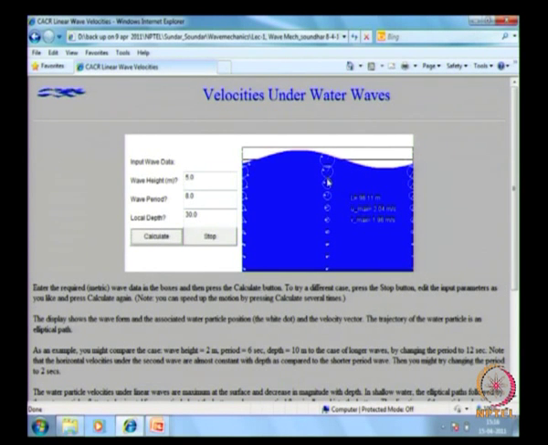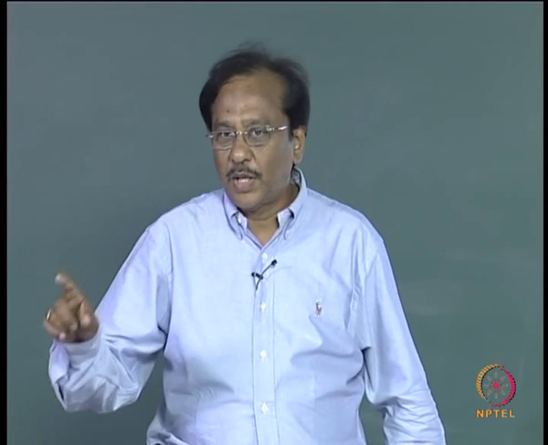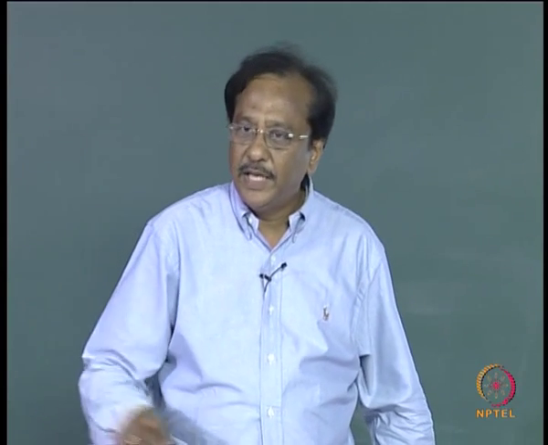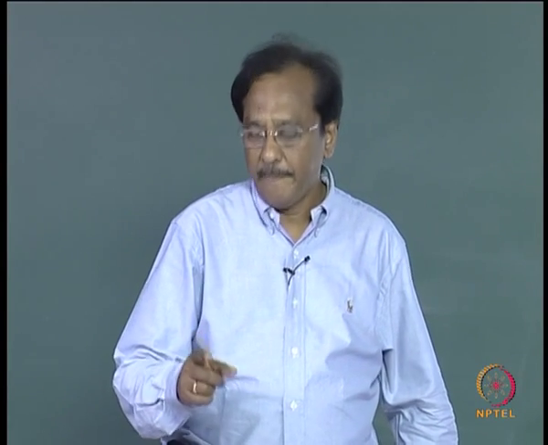If you change the water depth, if you reduce the water depth or increase the wavelength, what will happen? Your d by L will reduce. Thereby you can have, instead of circular orbits, the waves moving in elliptical orbits.